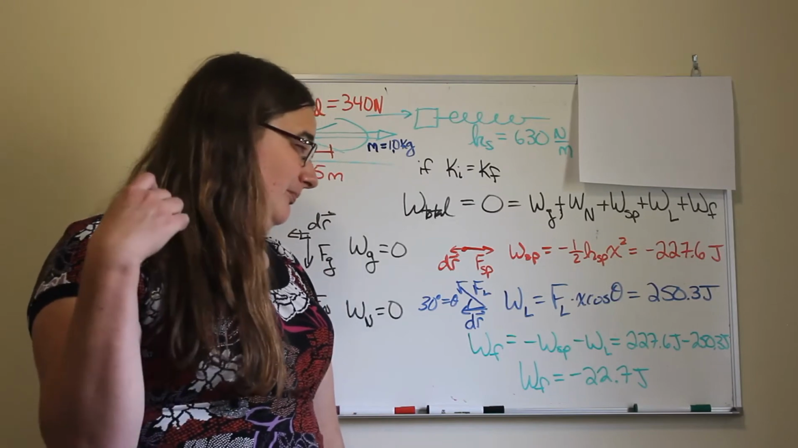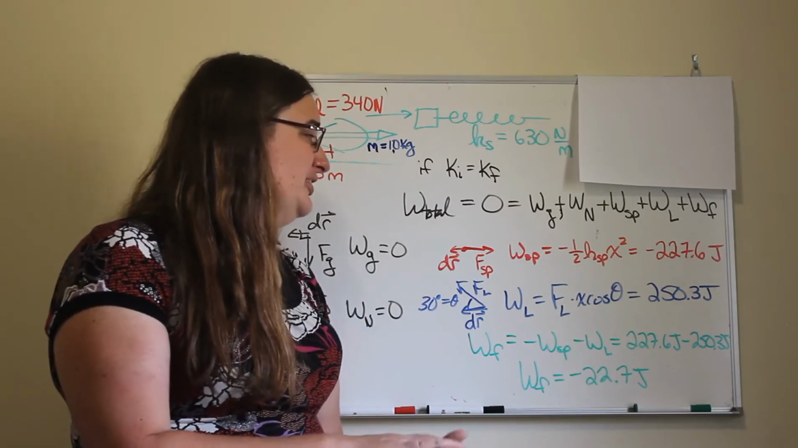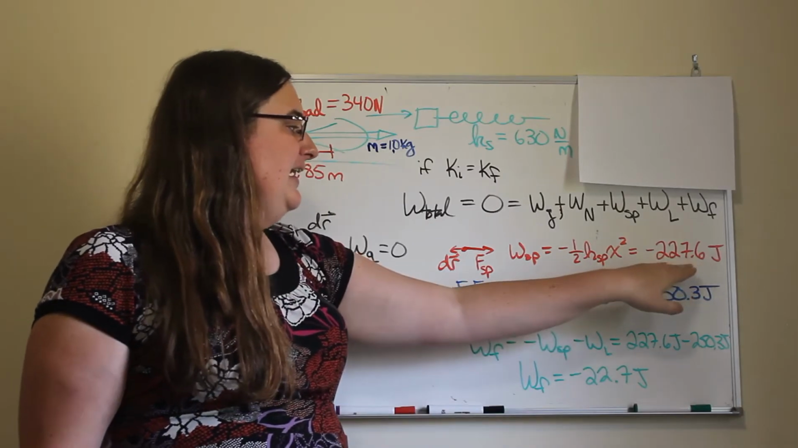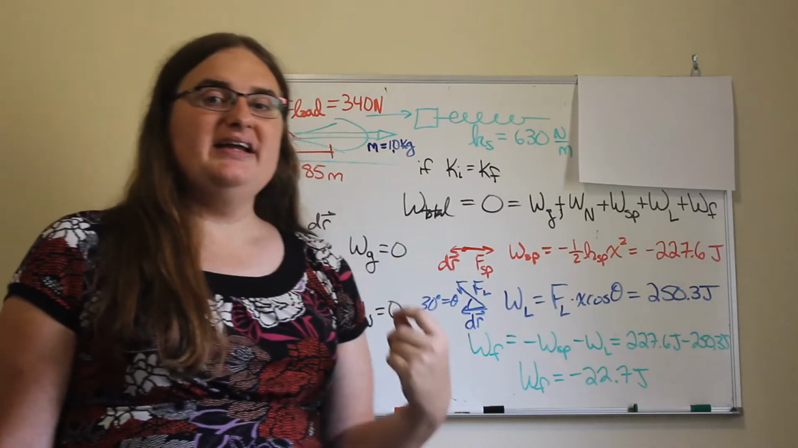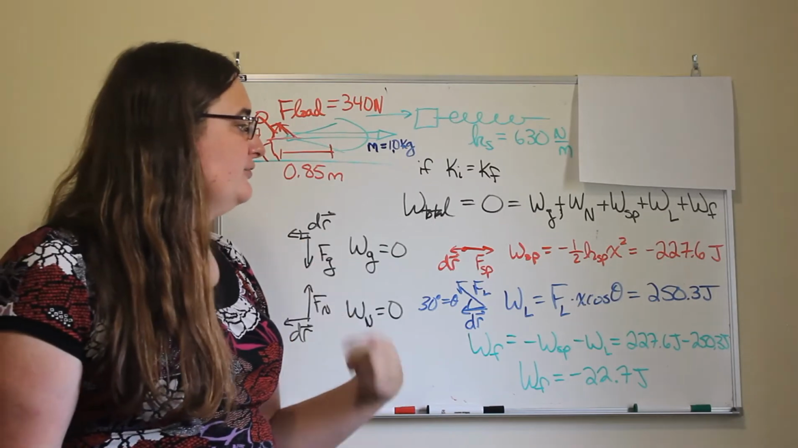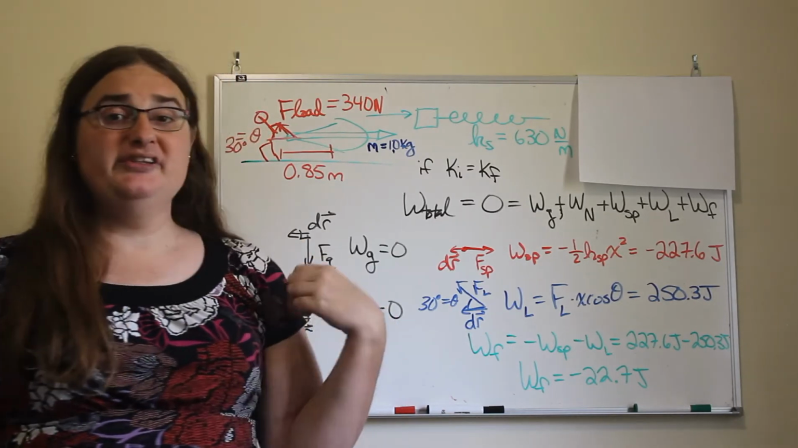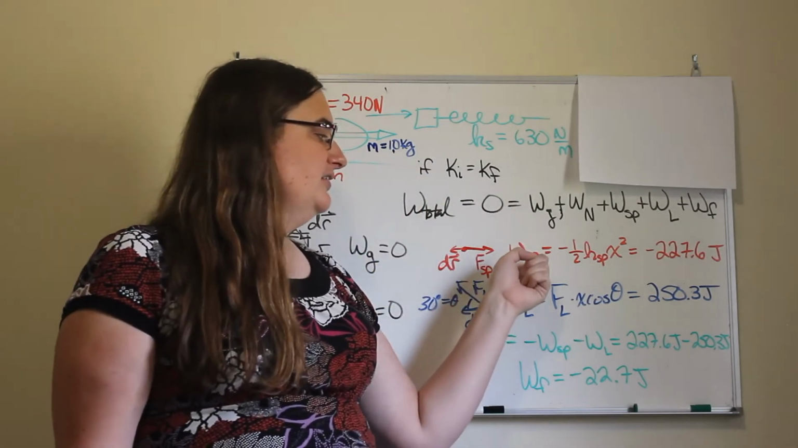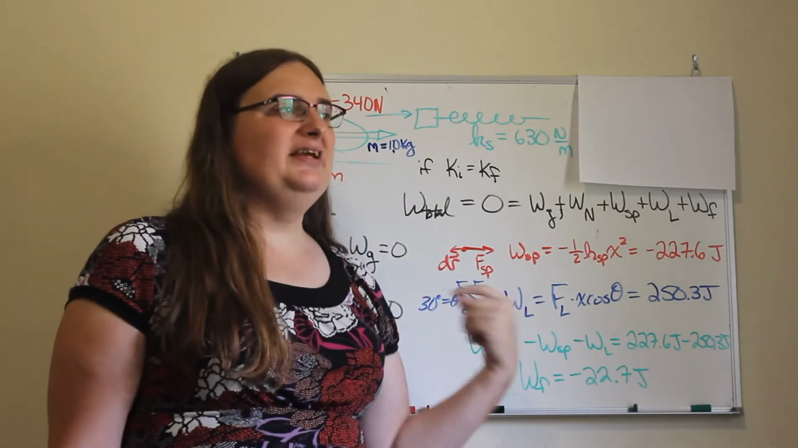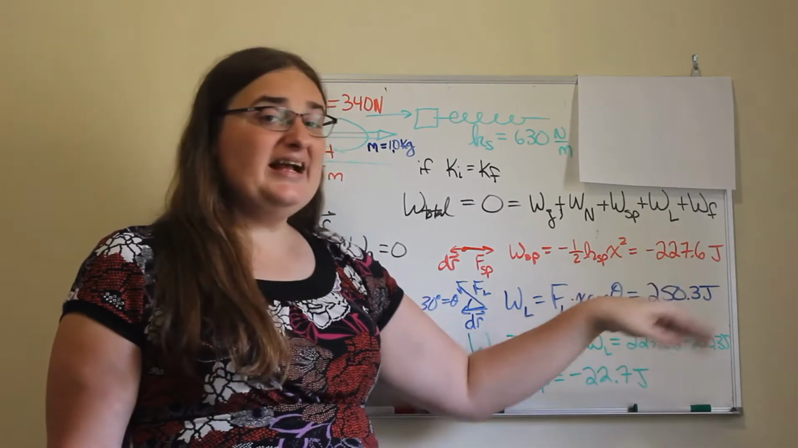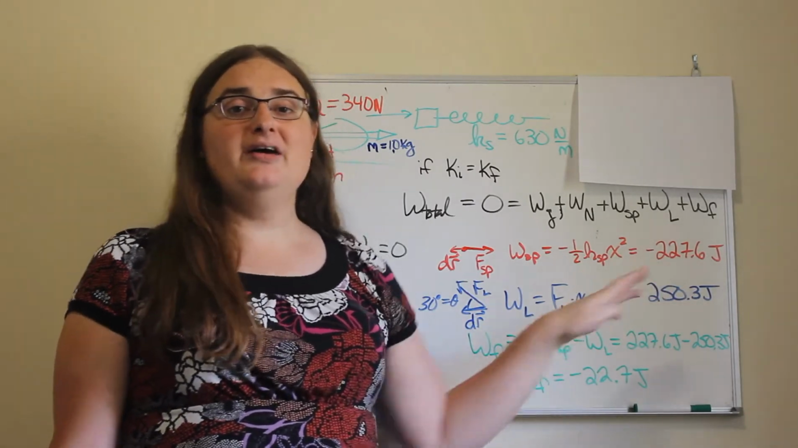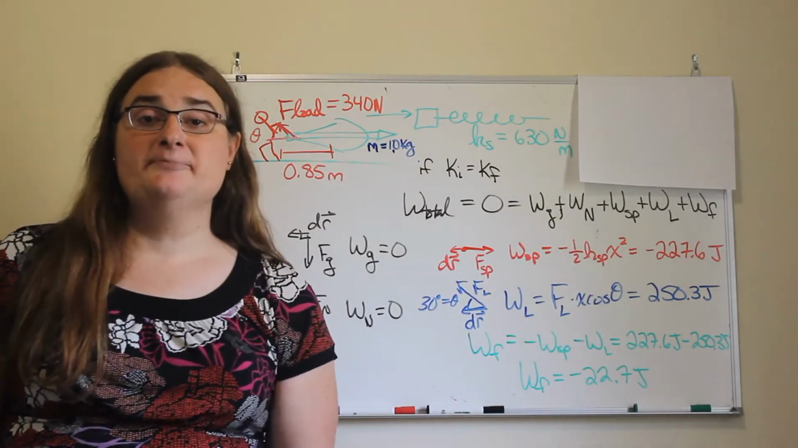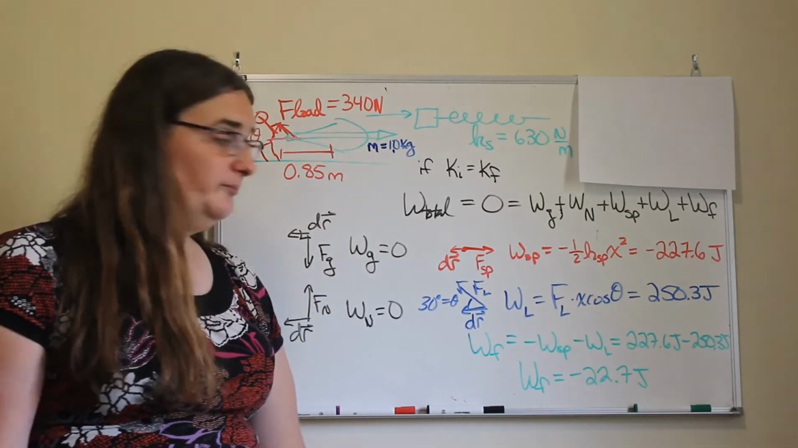Now, when I plug in 630 newtons per meter and 0.85 meters for my distance, I get a work done by the spring of negative 227.6 joules. And as we'll talk about in a little bit, this negative work being done by a spring is actually a store of energy that could be used later to put that projectile into motion.